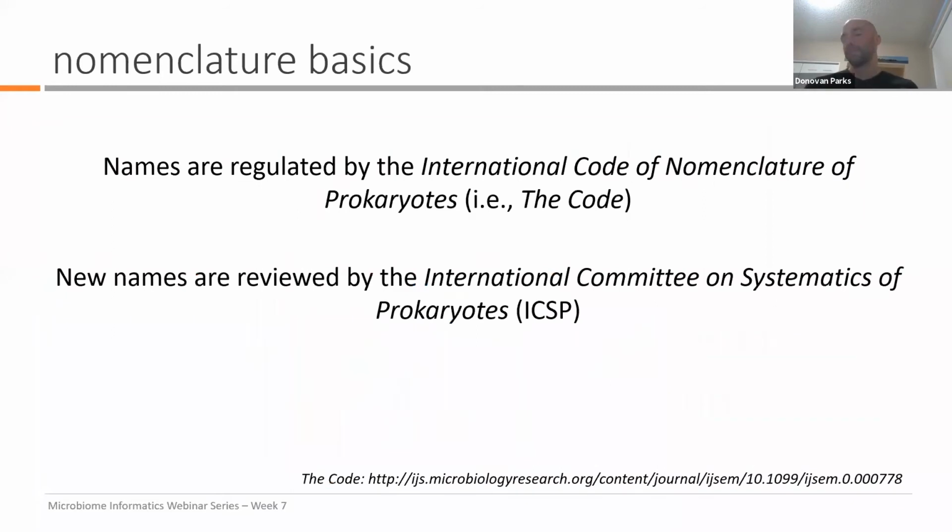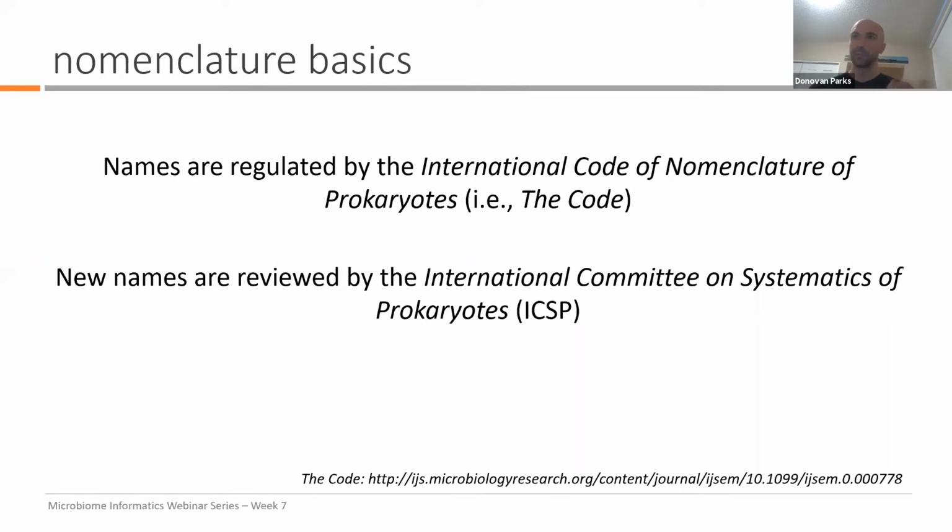Okay, so by far the most important thing to understand about nomenclature is that there are a set of rules and that the community as a whole that we work with are following these rules. And these rules are put forth in what's called the International Code of Nomenclature of Prokaryotes. People typically just refer to this as the code or the prokaryotic code, and I will do the same here. And this code is governed by a committee.